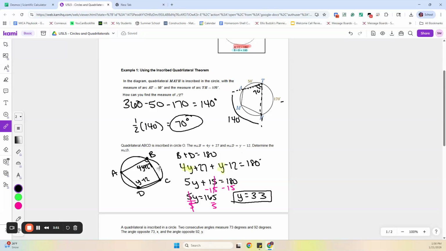Now, they didn't ask us to solve for y though. They asked us to find angle D. So all I have to do is take angle D and plug in my y. So 33 minus 12, and that's just going to be 21 degrees. And that'll be our answer.